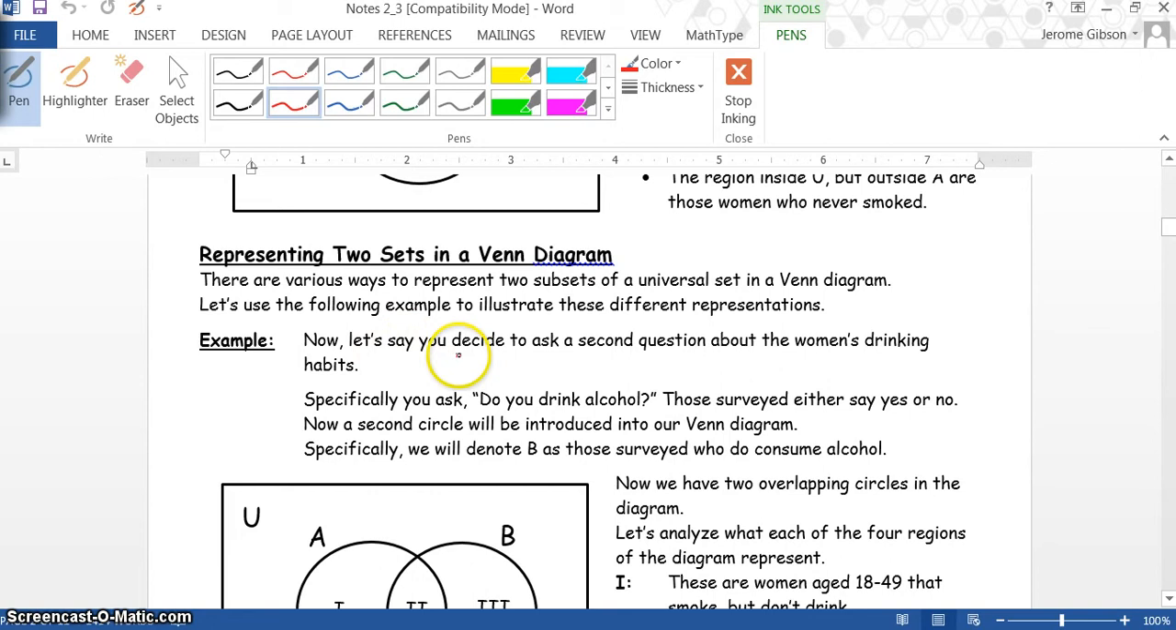Example: now let's say you decide to ask a second question about the women's drinking habits. Specifically, you ask, do you drink alcohol? Those surveyed either say yes or no. Now a second circle will be introduced into our Venn diagram. Specifically, we would denote B as those surveyed who do consume alcohol.